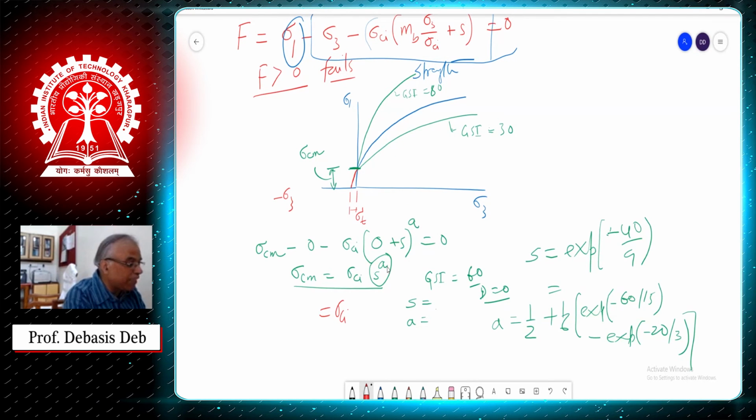So e to the power minus 4.44. If you do e power, the A is 0.5 approximately. No, it will be more than that. It may be 0.502 or 6, I think. Yes, so 0.50284. Okay. And whatever S is, can you tell me the value of S? S is 0.01174.